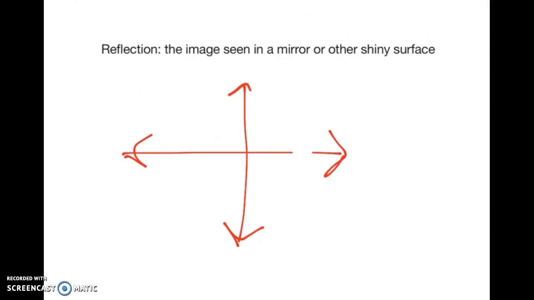When we're talking about reflection, we're talking about the image that is seen in a mirror or other shiny surface. So let's pretend that our y-axis and our x-axis is a mirror or a lake. If we had a point on our plane over here, it could reflect over here or down here. If we had a point on our coordinate plane over here, it could reflect here or here.